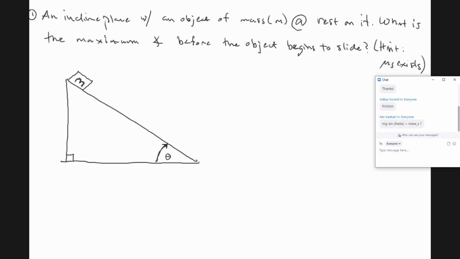They're going to be equal, not greater than, right? Because we're just before it begins to slide. If it was greater than, it would be sliding.